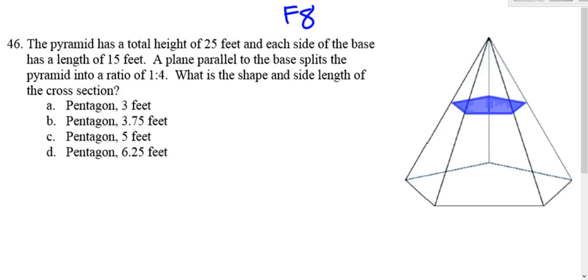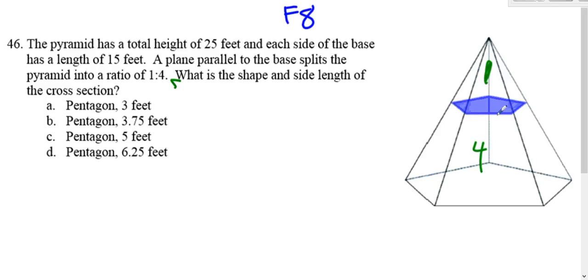Here we have a pyramid, and it says it's split into a 1:4 ratio. So we've got 1 above and 4 down below, which means the entire pyramid is divided into 5 sections. 1 plus 4 is 5. So that means this cross section, which will be the same shape as the base, so we have a pentagon on the base, and a pentagon for the cross section.